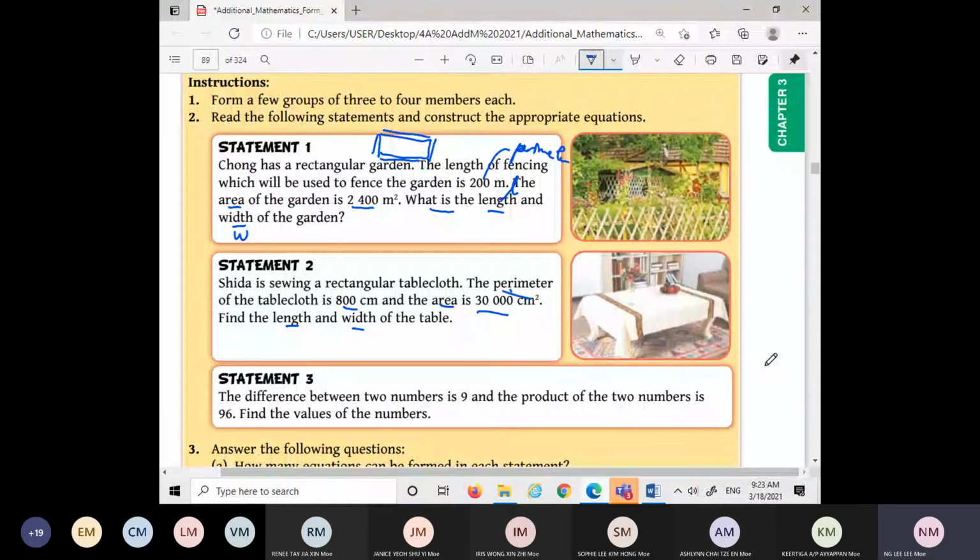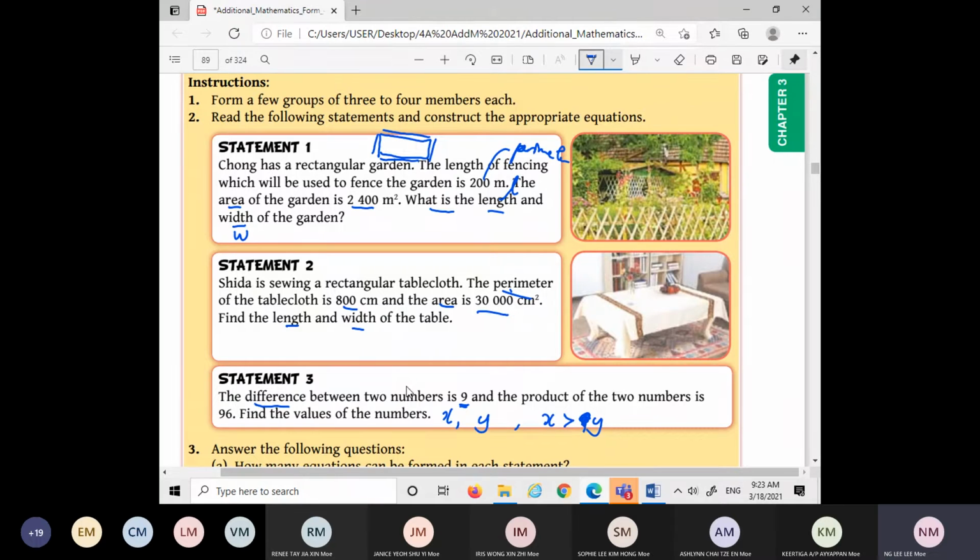Okay, the third example. The difference between two numbers is 9, and the product of the two numbers is 96. Find the values of the numbers. Let's say you set the two numbers as x and y, and you fix that x is greater than y. Why you need to set this is because you want to find the difference, and you want the answer to be positive 9, so you got to get the bigger value minus the smaller value.